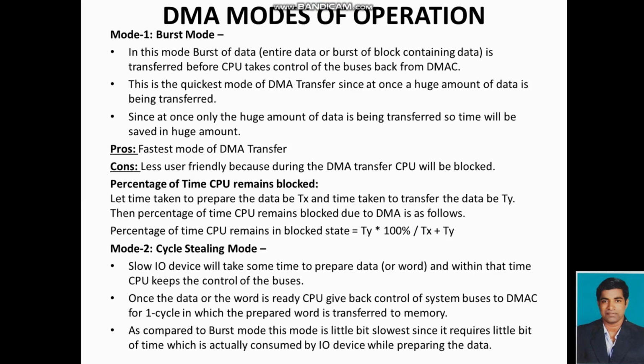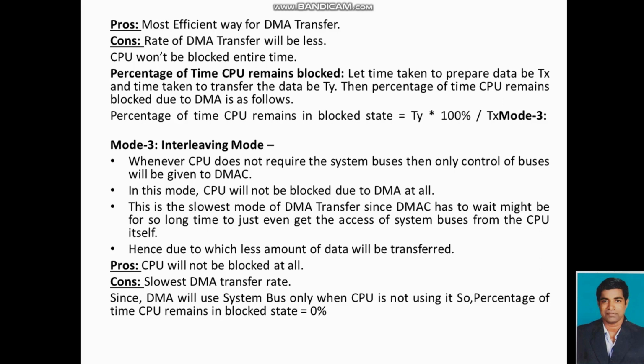Mode 2, cycle stealing mode. A slow IO device will take some time to prepare data, and within that time the CPU keeps control of the buses. Once the data or word is ready, the CPU gives back control of the system bus to the DMAC for one cycle, in which the prepared word is transferred to the memory. As compared to burst mode, this mode is a little bit slower, since it requires a little bit of time, which is actually consumed by the IO while preparing the data. Advantage: the most efficient way for data transfer, but the rate of DMA transfer will be less. The CPU won't be blocked the entire time.